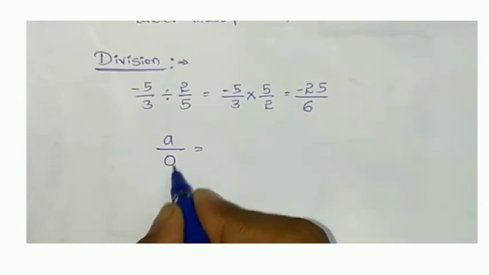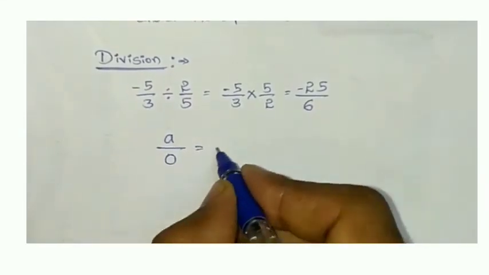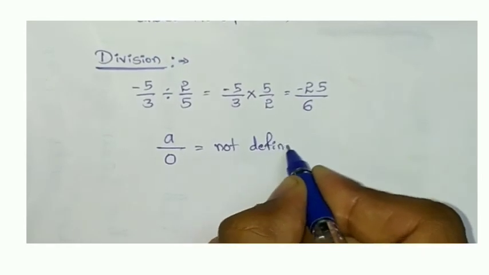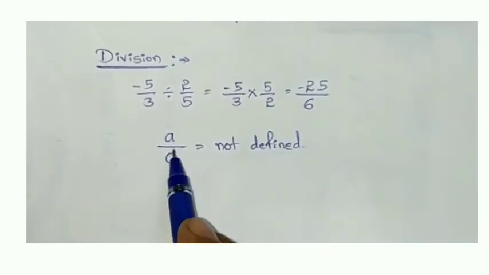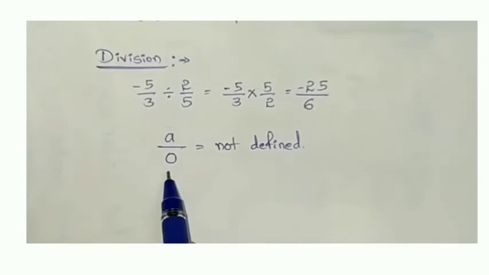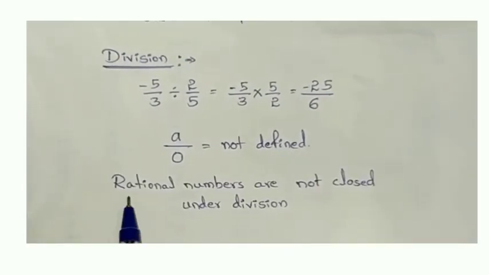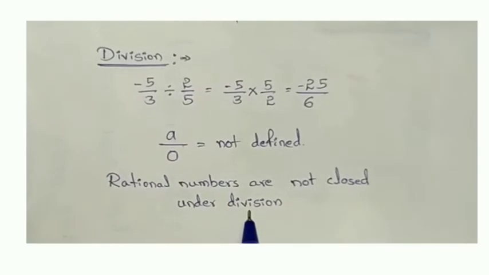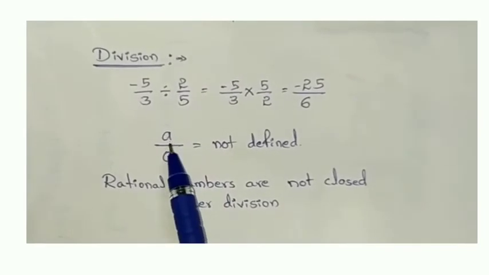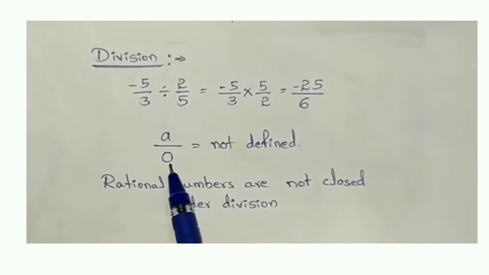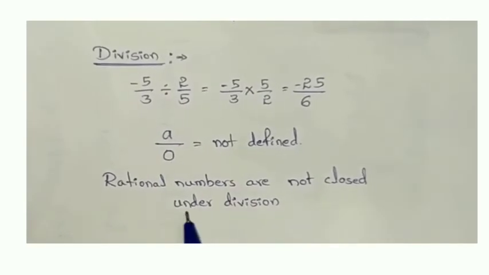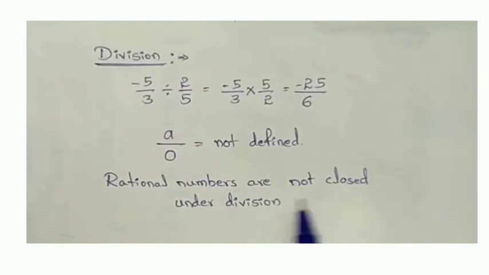But here one thing: any number, let's take it as a by 0. So here we will not get any value. We can say it is not defined, because we can't divide any number by 0. That's why you can say rational numbers are not closed under division, because whenever you divide any number by 0, we will not get any value. That's why rational numbers are not closed under division.